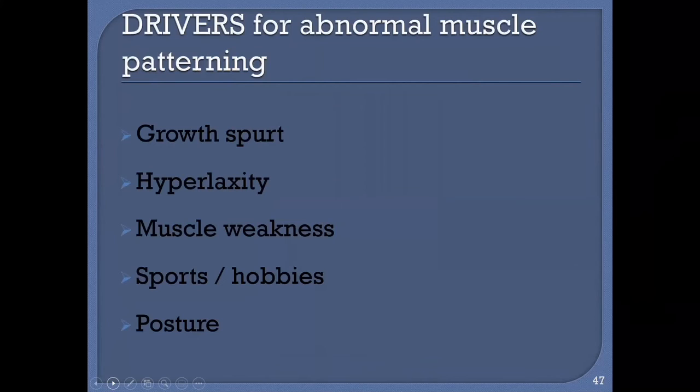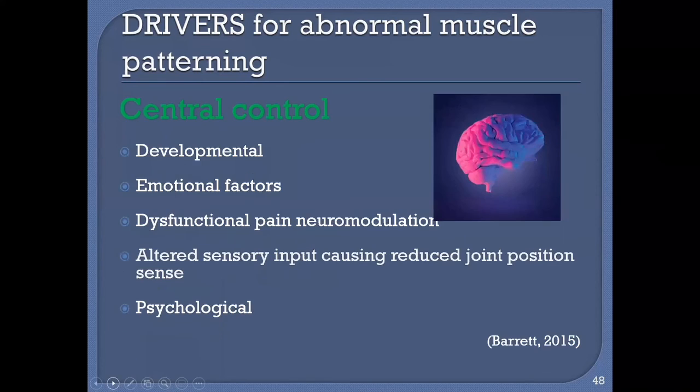And so I think the things that tend to be more amenable to the muscle patterning type physio are: if there's been an associated growth spurt and their muscles just haven't caught up with the skeleton; if they've got hyperlaxity and generally reduced proprioception; if they've got any associated muscle weakness or reduced control; if their sports or hobbies are having any influence. These are all things we can influence, and the posture. It becomes more complicated when you start to think about central control and drivers to muscle patterning.